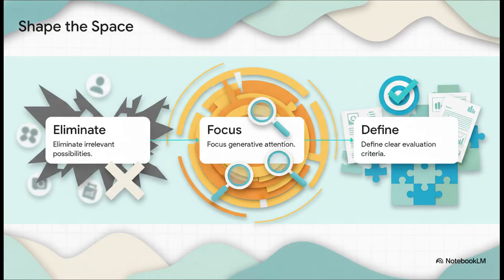Okay, so how do you actually do this? Well, it's a 3-step process. First, you use negative constraints to get rid of all the stuff you don't want. Second, you use positive constraints to focus its attention on what you do want. And third, and this is absolutely critical, you give it clear evaluation criteria. You tell it what a good output actually looks like. You see, you're not just writing a prompt anymore, you're designing a system.